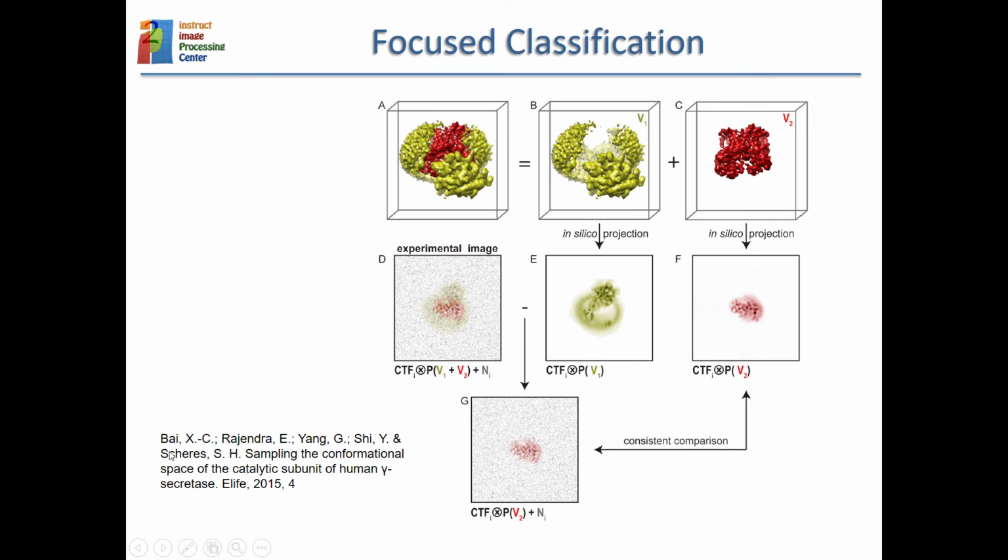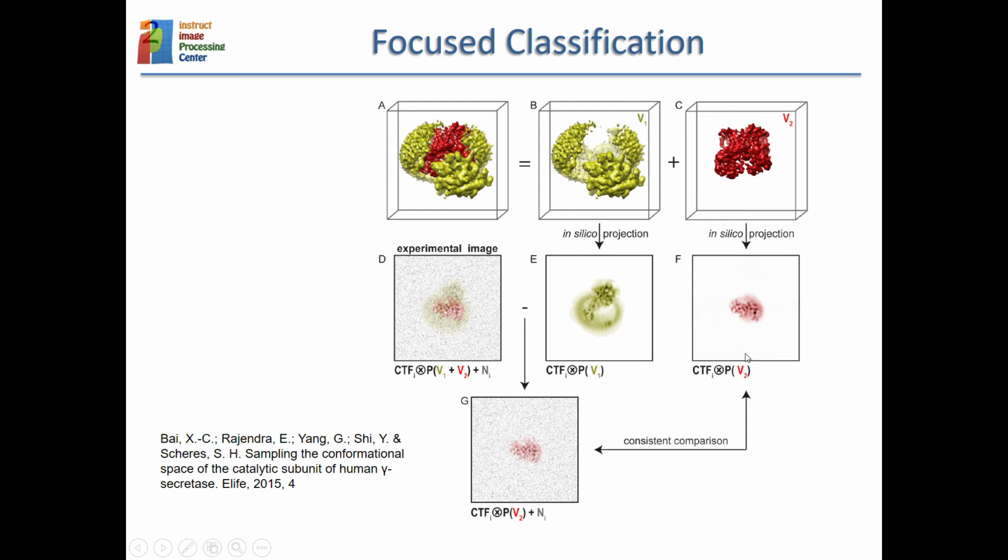Then, not so recently, but about 5 years ago, came the idea of focused classification. I find it very useful. Sometimes you are interested in a region and you want to make classes of that region alone. For that, you can computationally remove the projection of the rest of the macromolecule. For instance, let's say we have a macromolecule with two distinct parts, and we are interested in analyzing the heterogeneity of this red part. We could segment the yellow part and compute its projection. The experimental image is actually the projection of the yellow plus the red part plus the noise and the CTF, and then we can subtract the yellow projection to get the red part.